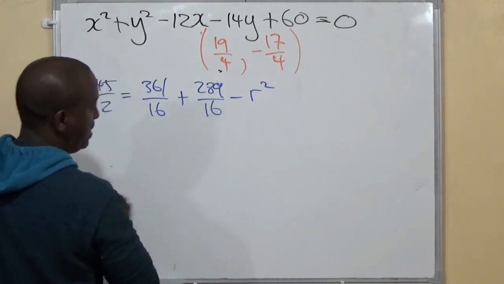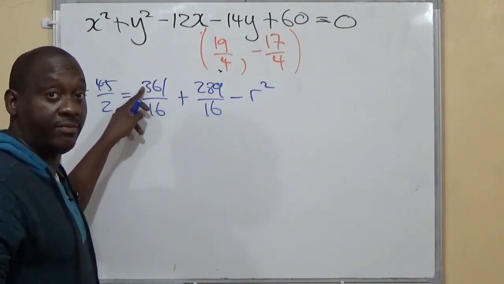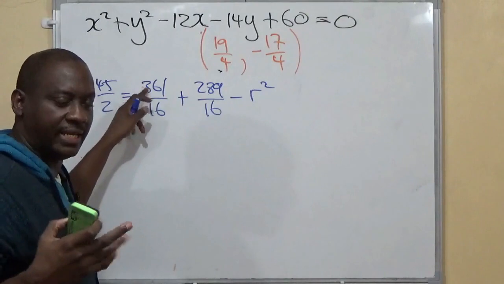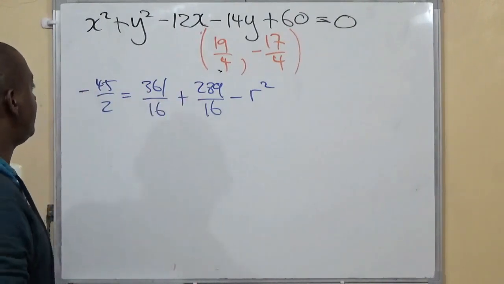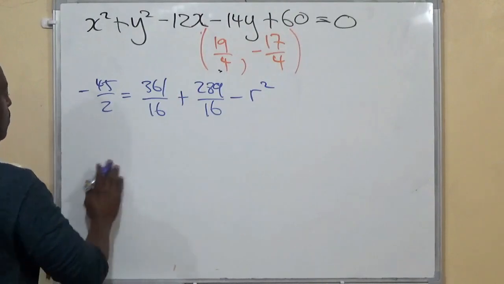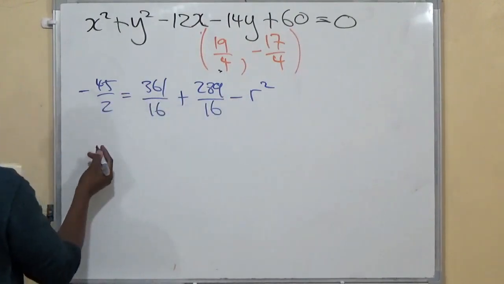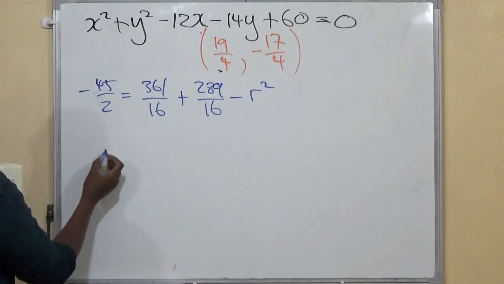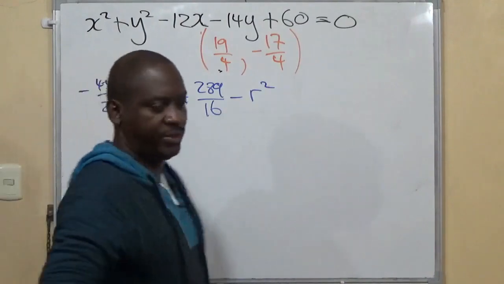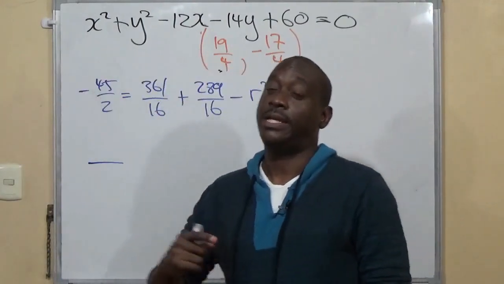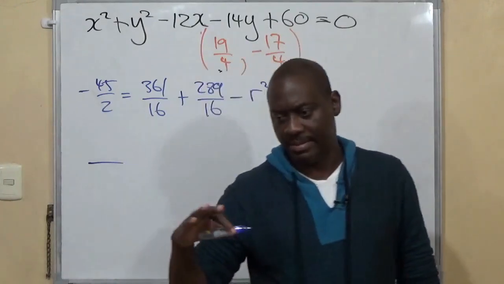You notice the algebra there, right? 19 squared is 361. If you need the calculator, fine, but at the level we are operating at now, 17 squared is 289. So what I would do here is make all the denominators equal to 16. So 2 by 8 is 16, and 45 by 8 is how much? 45 by 2 is 90, 90 by 4 is 360.